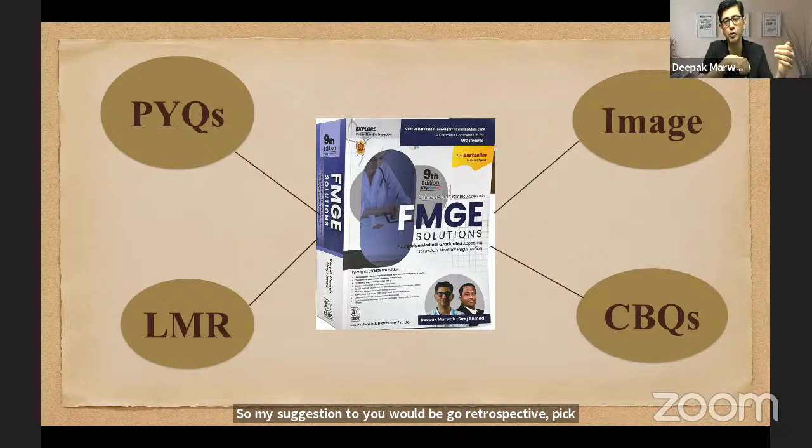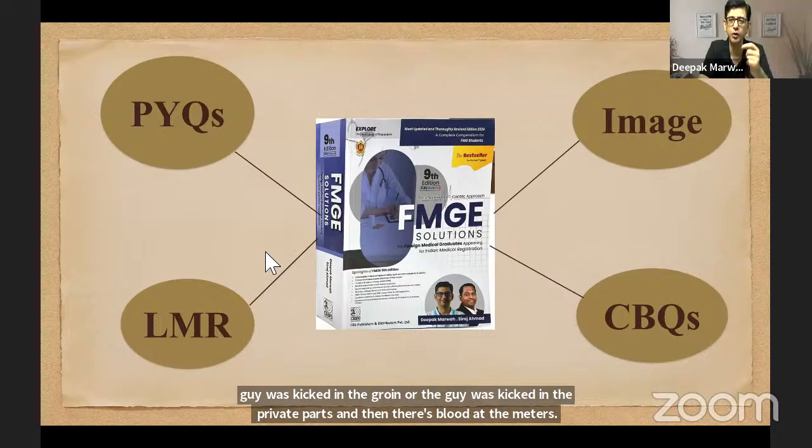At least do a retrospective analysis in it, and you will understand by yourself that when questions come, they'll ask you, a guy went to a bar, he had 2-3 drinks, and then he had a fight with somebody, and the other guy kicked him in the abdomen, and his urinary bladder burst. So you could be having an extraperitoneal rupture, or an intraperitoneal rupture of the urinary bladder. Or the guy was kicked in the groin, or in the private parts, and then there's blood at the meatus. So they're going to put up questions which are typical urethral injury.